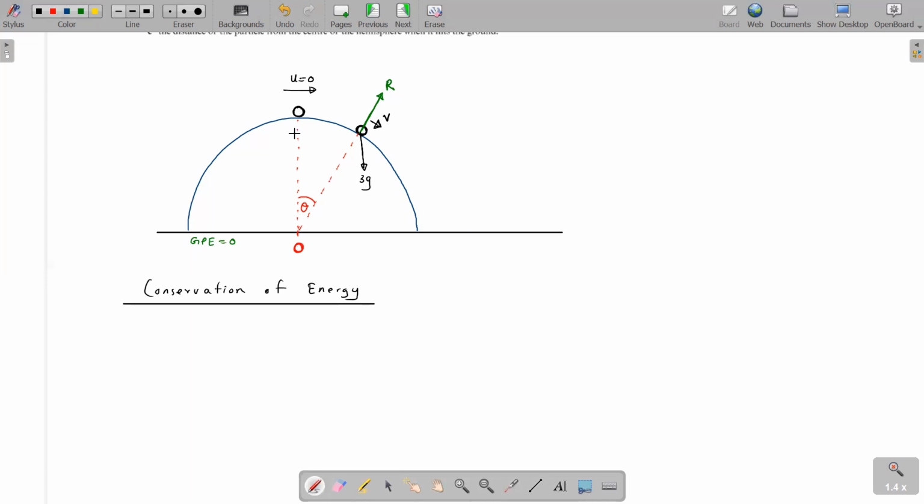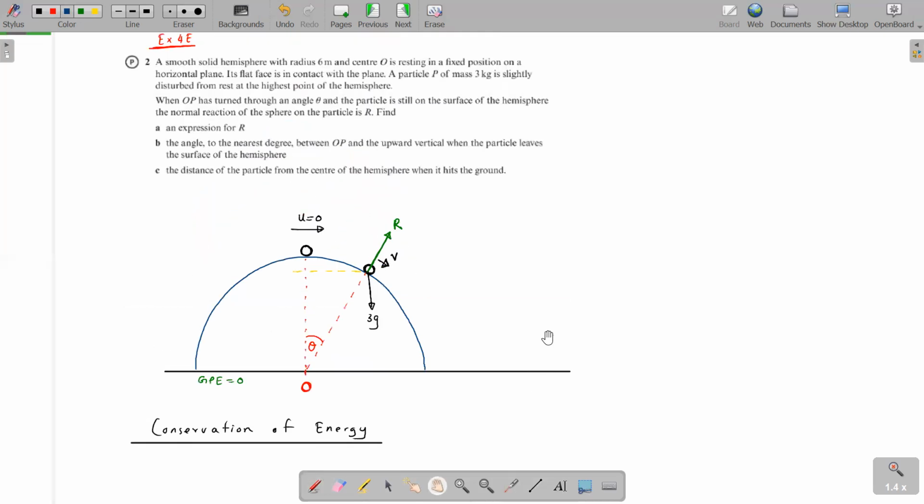So let's draw this line. The height we are talking about here is a small height. What about the radius? Do we know the radius? The radius is 6 meters. They have told us the radius is 6 meters, right? So the whole thing is 6 meters.